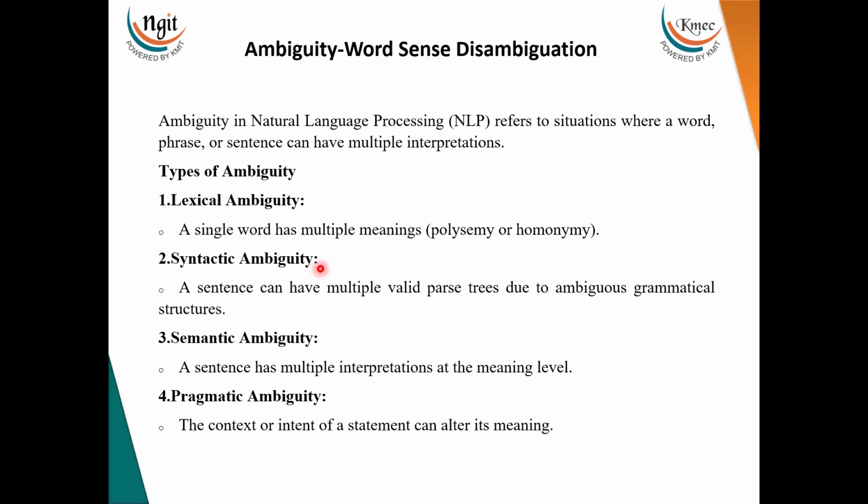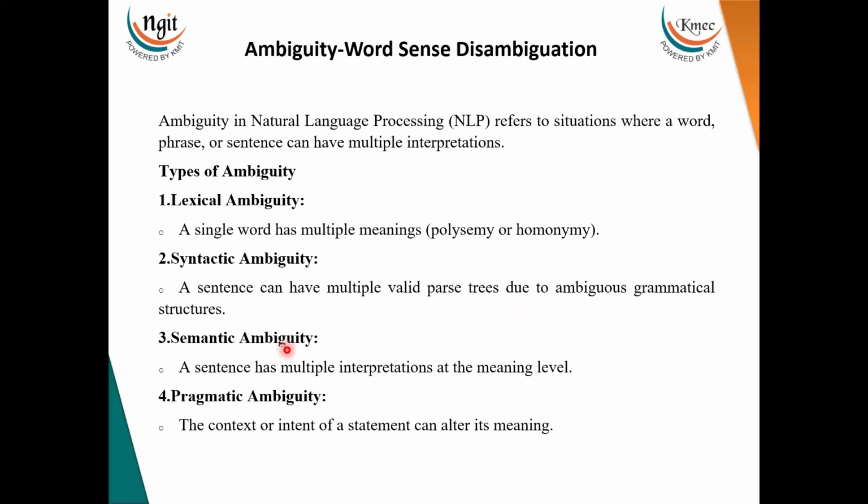Then there is syntactic ambiguity. A sentence can have multiple valid parse trees due to ambiguous grammatical structures. For example, if I say the boy saw the man with the telescope, the first interpretation would be the boy used a telescope to see the man. The second interpretation could be the man had the telescope. Hope you got these two interpretations for the single sentence, the boy saw the man with the telescope. That is syntactic ambiguity. Next, we talk about semantic ambiguity.